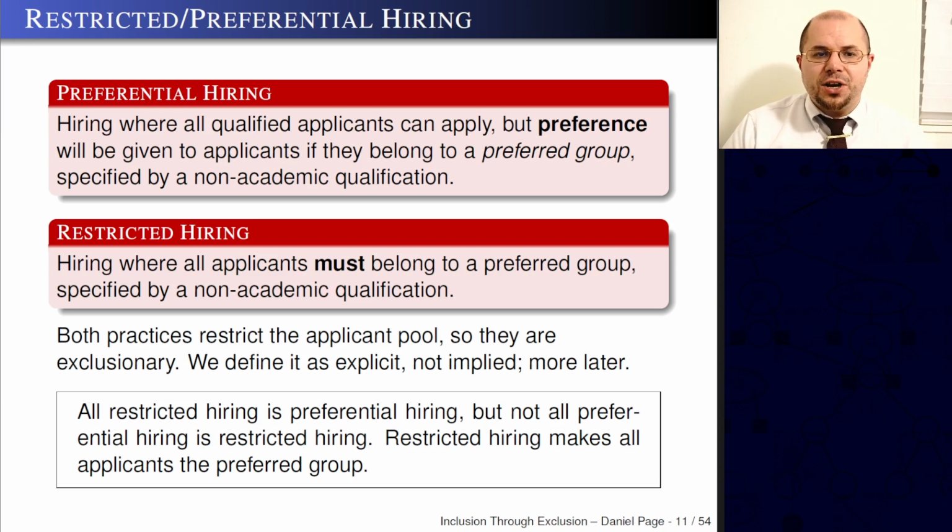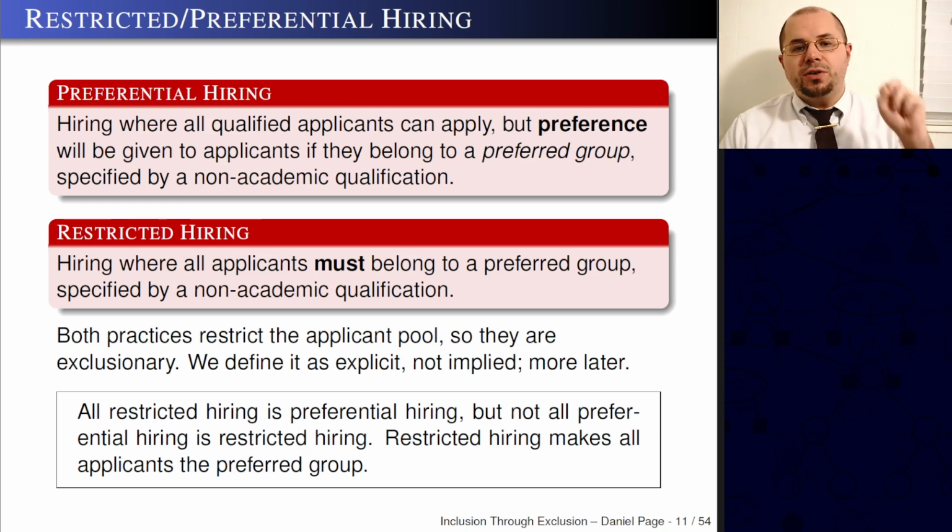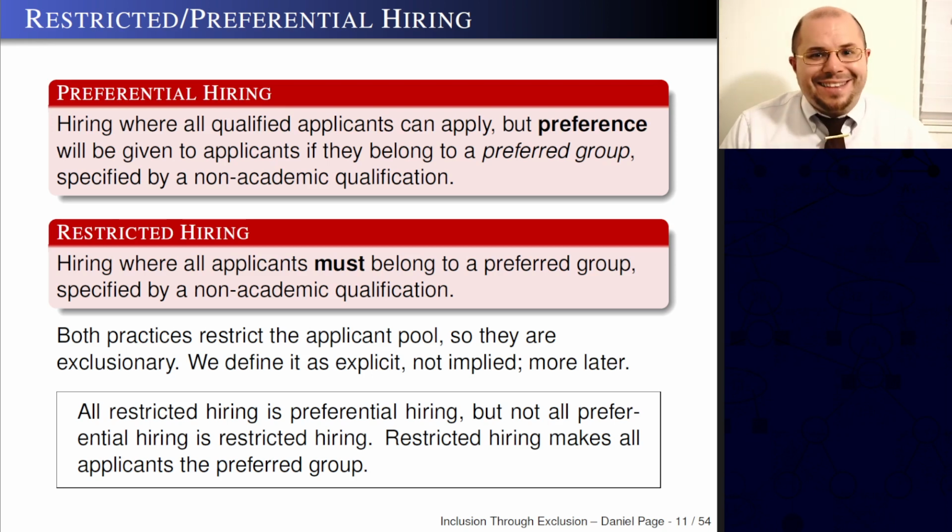I'm going to define two terms. These are my definitions, based on my observations and other terms that I've seen people use for these. Preferential hiring is when you have hiring where all qualified applicants can apply, but preference will be given to applicants if they belong to what is called a preferred group. This is specified by a non-academic qualification. Do notice that it's a non-academic qualification, not to be confused with something like, do they have a PhD? That is not an example of preferential hiring in this definition.